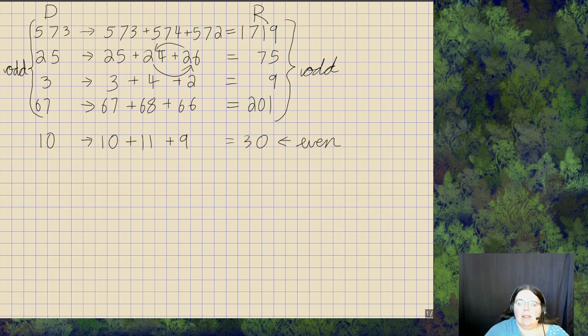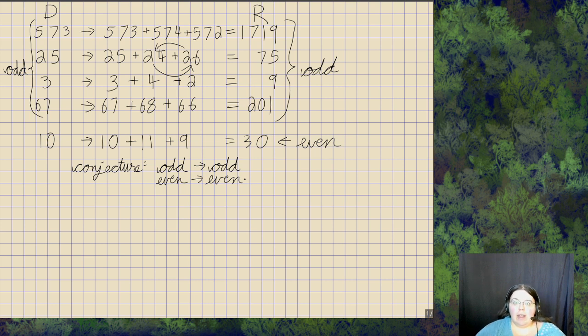So it's not the case that this way of generating numbers only gives us odd numbers, because we can get an even number out of it. It might be the case, so I'm going to jot this down as a conjecture, that odd numbers give odd numbers and even numbers give even numbers. Now I want to point out we haven't written a proof for that conjecture. It's just an idea, a pattern that we might have noticed.